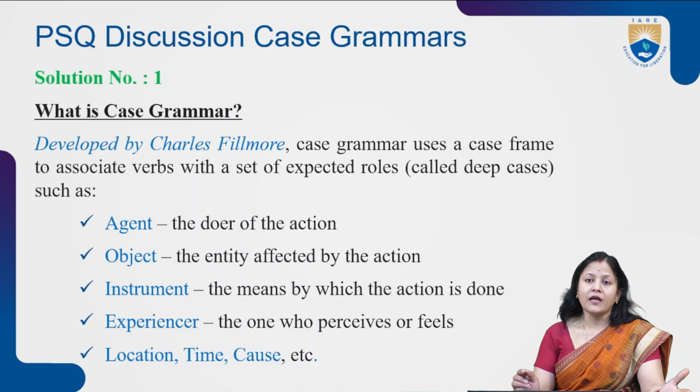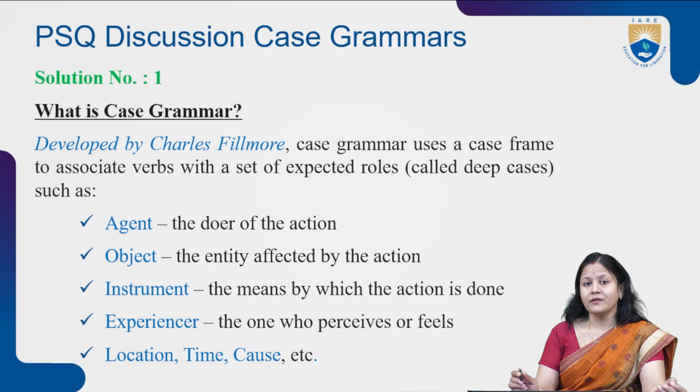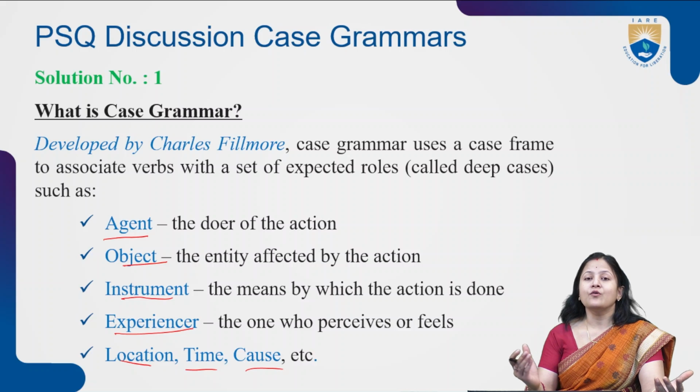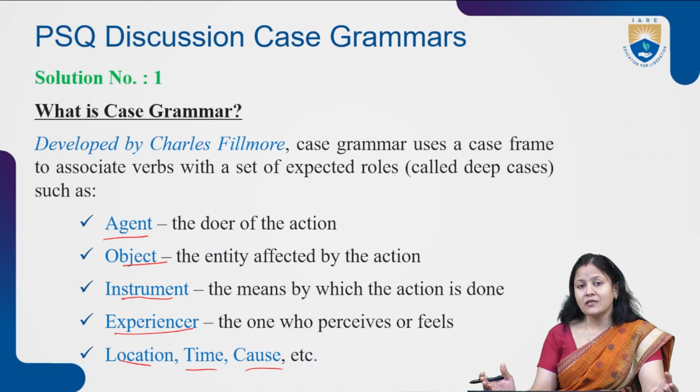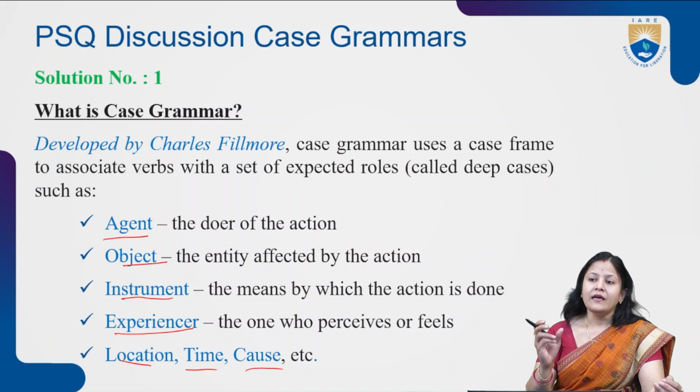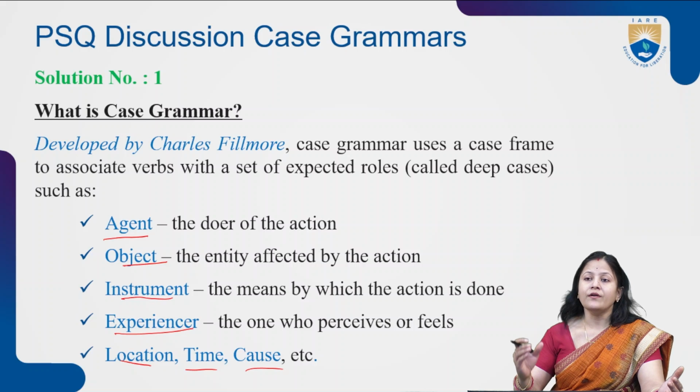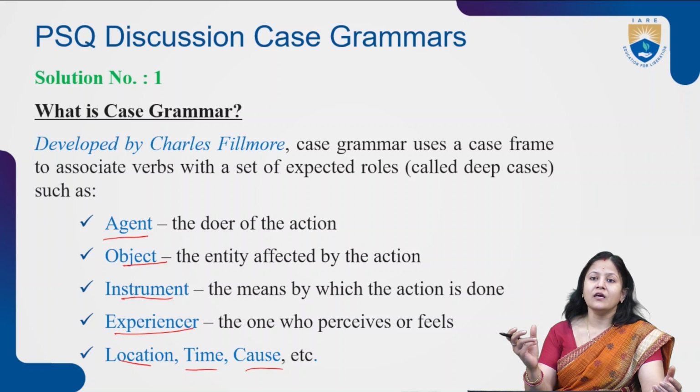What are the different types of cases, called the deep cases? The agent case, the object case, the instrument case, the experiencer case, the location case, the time case, and the cause case. Apart from that, many cases are there, like the to-location case and the from-location case. Sentence case is also there, like what each word of the sentence means, and each meaning of the word can be represented using the case frame.